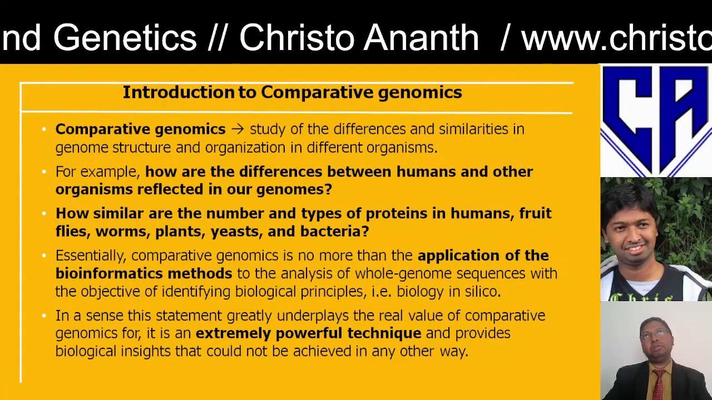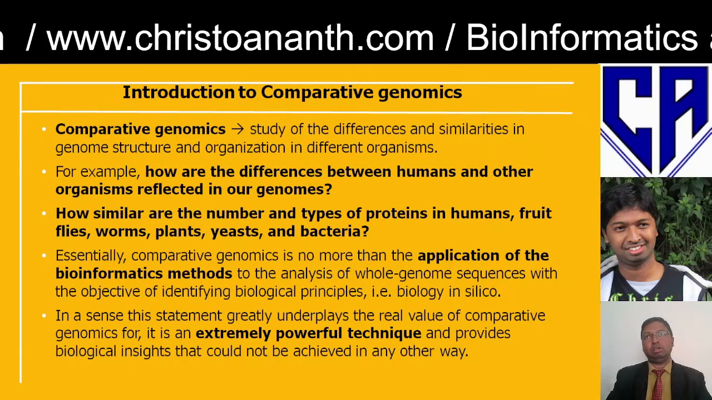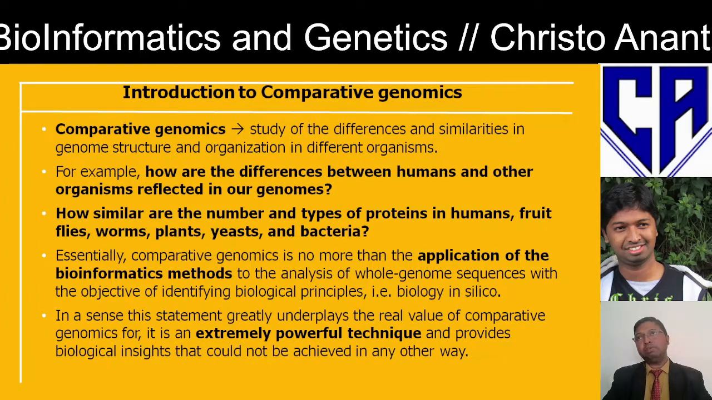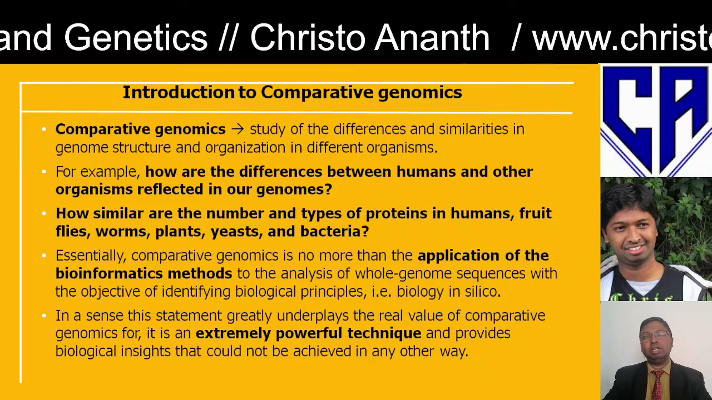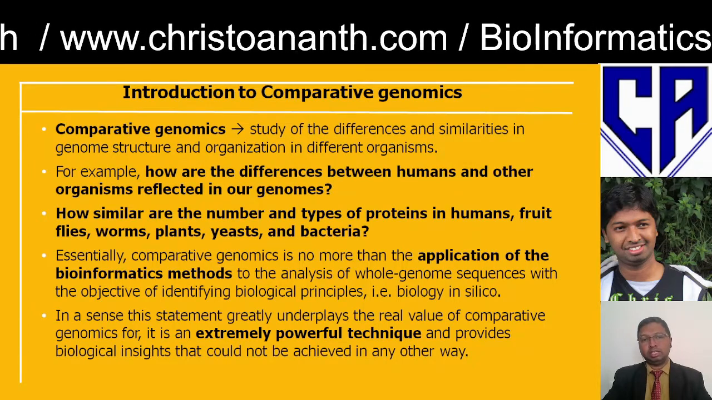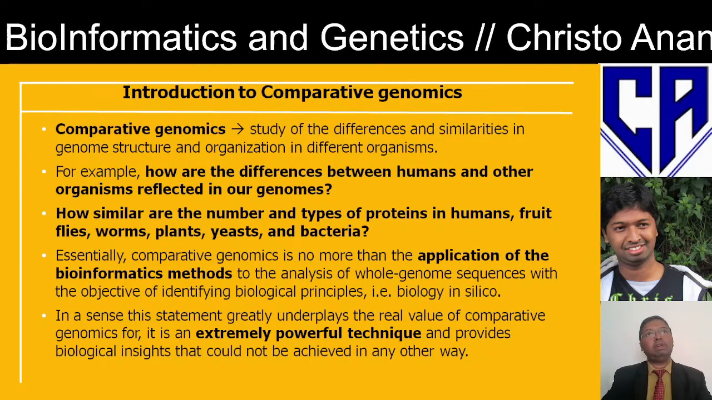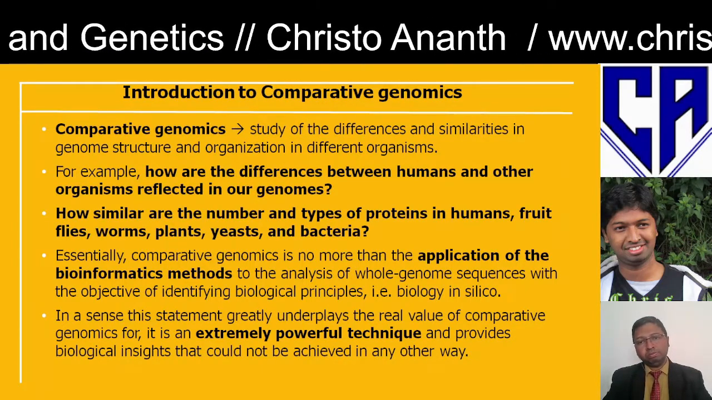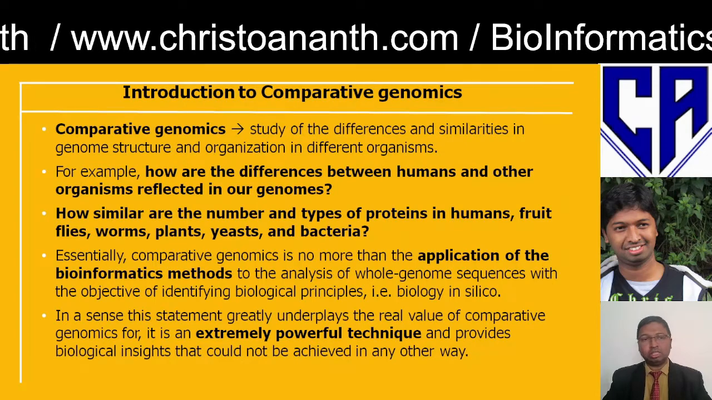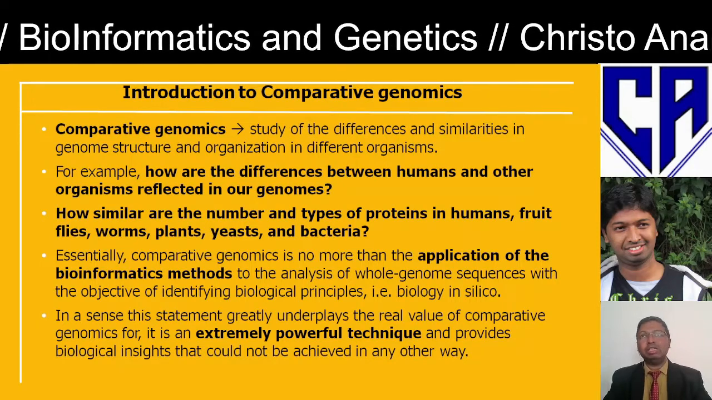Whenever we discuss comparative genomics, we are going to understand the study of the differences as well as the similar features in genome structure. And of course, we are going to utilize these phenomena in the organization of different organisms. A question that may arise is: what are the differences between humans and other organisms which are reflected in our genomes? And how similar are the number and type of proteins in human beings, fruit flies, small worms, plants, yeast, as well as bacteria?